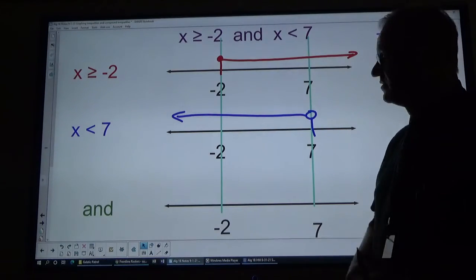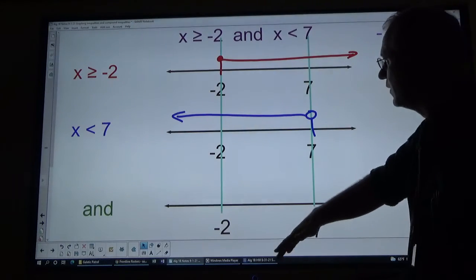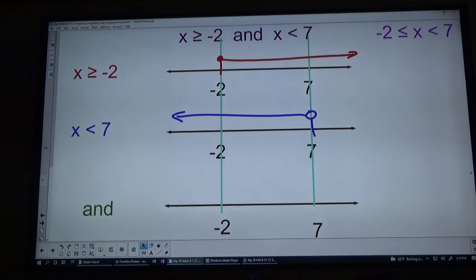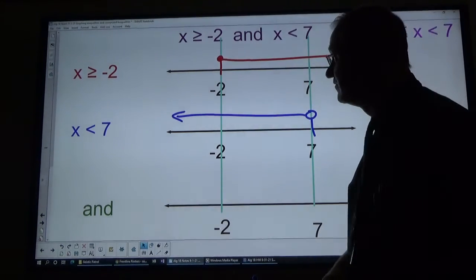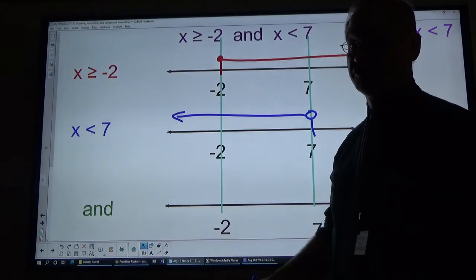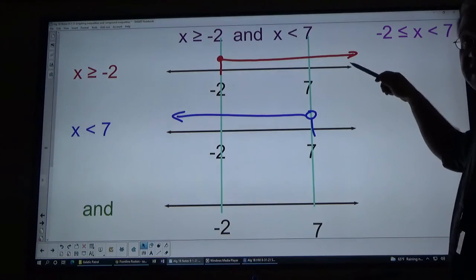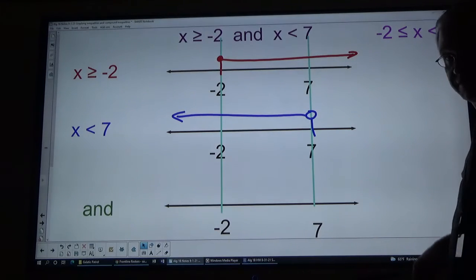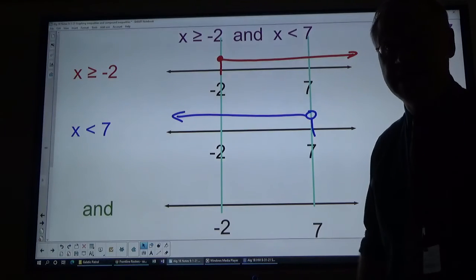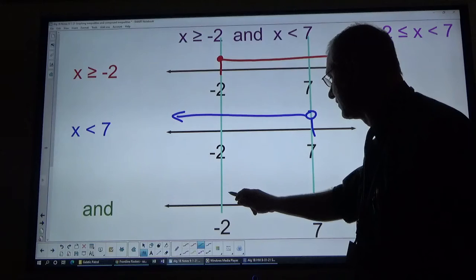There are 3 sections of this graph. There's below -2, there's between -2 and 7, and then there's above 7. So the question you should ask yourself is, are both graphs below -2? The answer is no, only one of them is. Are both graphs above 7? No, only one of them is. Are both graphs between -2 and 7? The answer is yes. So we're definitely going to have a graph going in here.